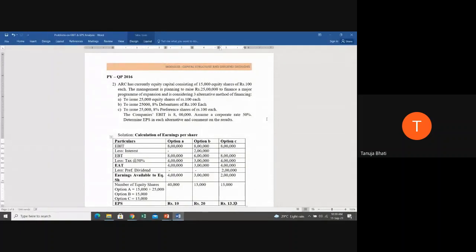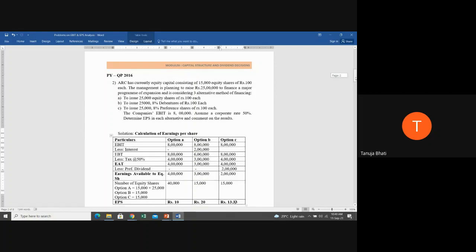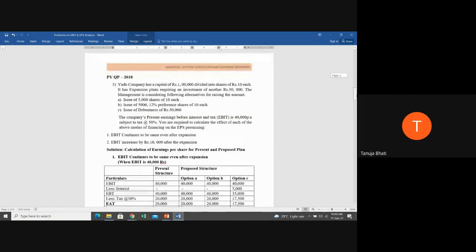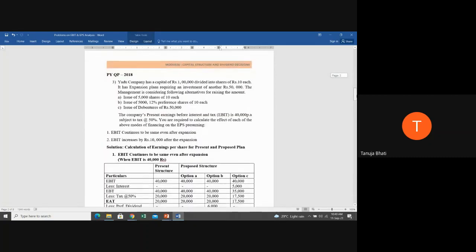Which option should the company opt? Option B. Why? Because option B has the highest EPS. Okay, and what is the structure? What is going to be the financial structure under option B? How is it going to raise 25 lakhs? Through debentures. Only through debentures. So very good, students. Now let us move ahead to problem number 3.